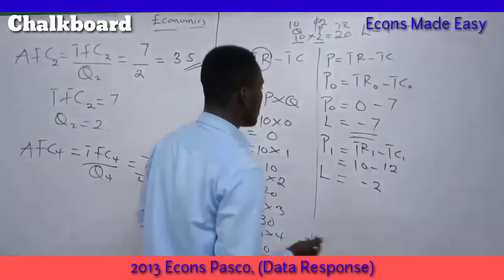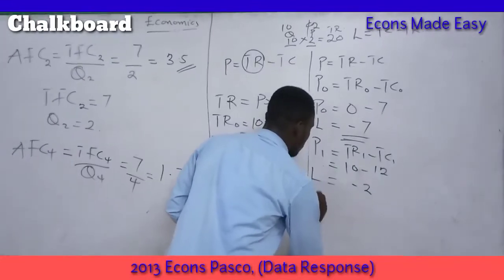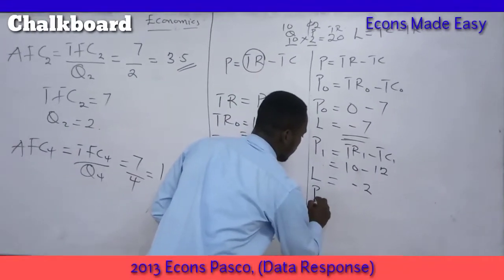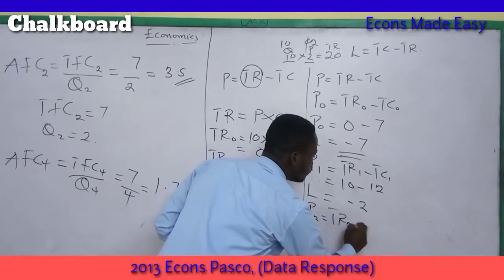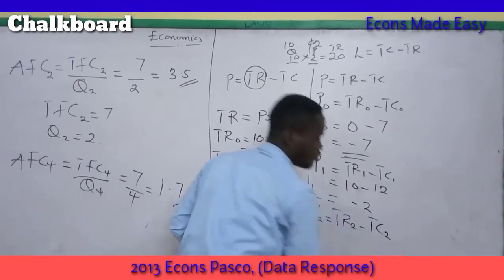Okay. Now let's go to profit of output 2. So it's going to be total revenue of output 2 minus total cost of output 2.